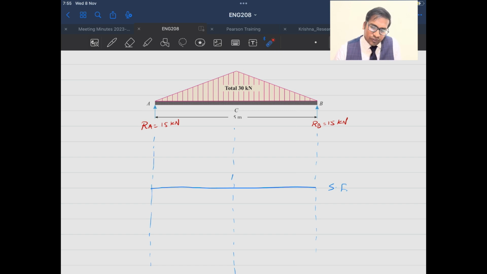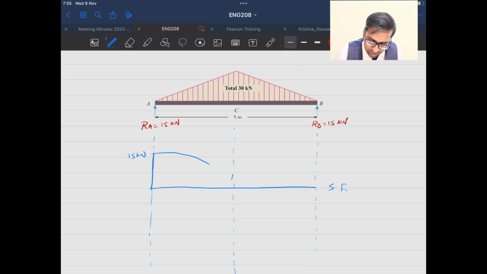Now when I start drawing here, again you start from left to right. Okay, so I have 15 kilonewton. Please understand, 15 kilonewton, so I go up 15 kilonewton. Okay, so maybe this is my 15 kilonewton. Now the total uniformly varying load because of this is 30 kilonewton. So I have to draw a second degree parabola as per the table.